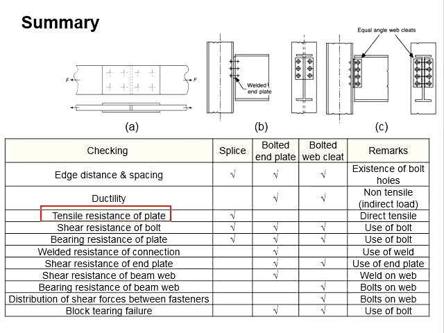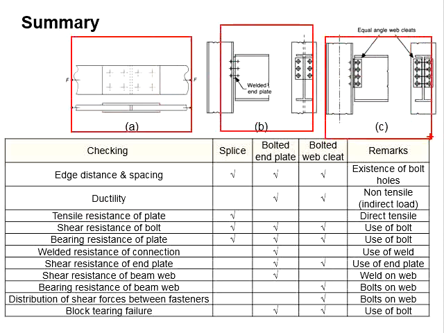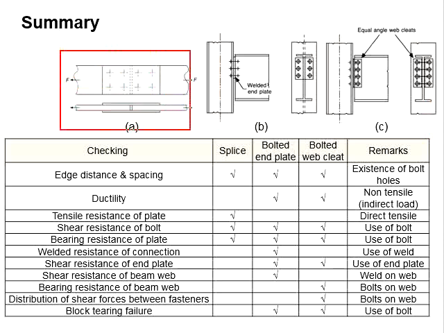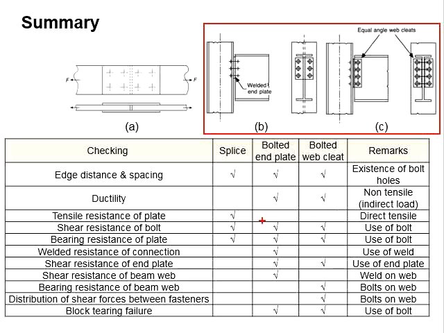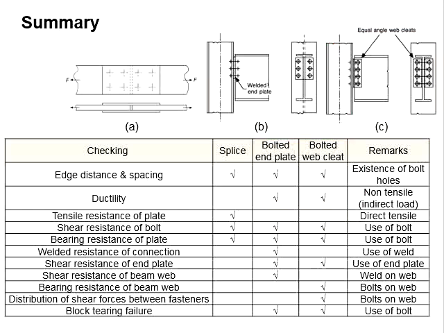Next is the tensile resistance of the plate. Among these three types of connections, only the tensile splice has axial loads in the member. Therefore, you will have to check for the axial loads for the tensile splice only. As for the beam to column connections, there won't be any axial loads. Instead, there will be moment and flexural loads acting on the connections. They do not involve direct tension in the connections.